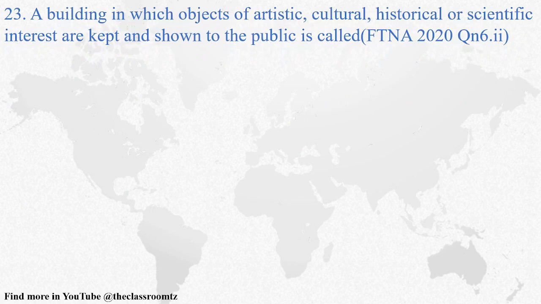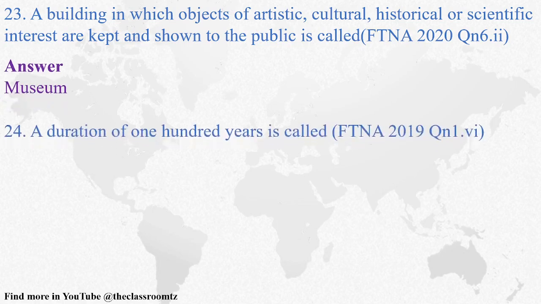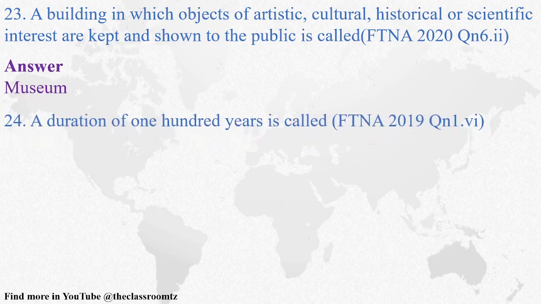Question number 23. That was question number 6, Roman 2 in the 2020 exam. A building in which objects of artistic, cultural, historical, or scientific interest are kept and shown to the public is called, and those objects are objects of the past. Actually, it's called a museum. A duration of 100 years is called, I'm sure even class 4 can answer now by using this new curriculum. A duration of 100 years is a century.